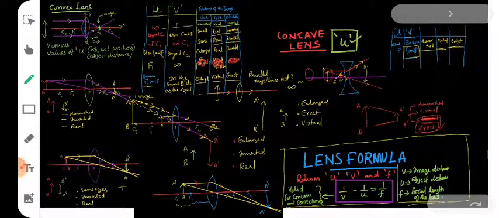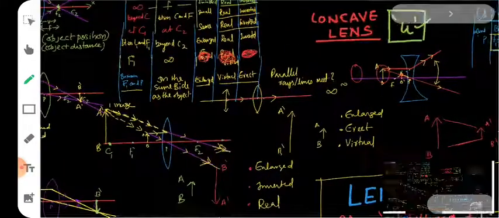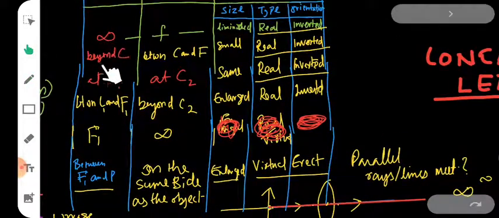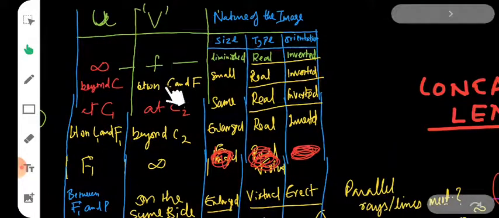The lens formula will be used to study all this image formation quantitatively, because from this table you do not know where exactly the object has been placed, and where exactly the image is obtained is still unknown. And also how large or small the image is with respect to the object is unknown.